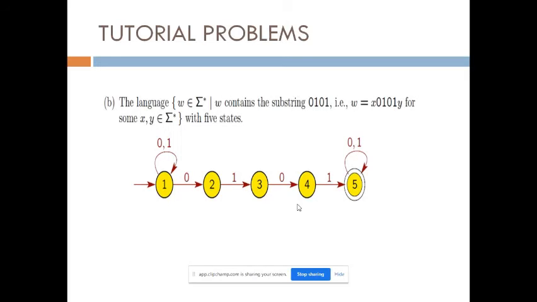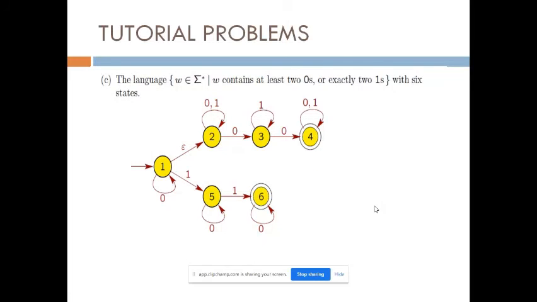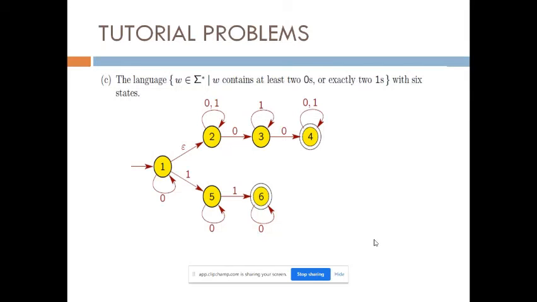The next is, the language contains substring 0101. That is, in the starting and in the ending, you can have any number of zeros and ones, and in between you have the value 0101. The next question is, the language contains at least two zeros or exactly two ones. So it can have two zeros or exactly two ones. Remaining, you can have any number of zeros and ones.